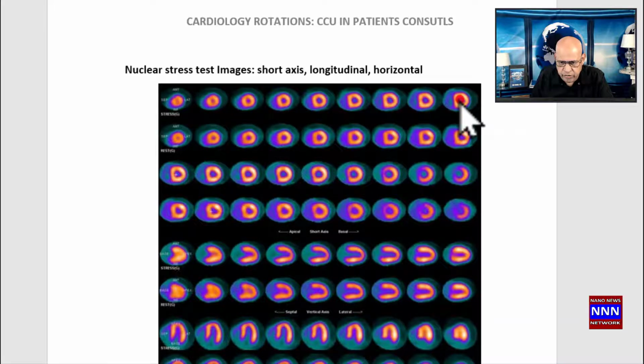One is the stress, and this is the rest images. This is the short axis, and one of them is a horizontal long axis. The other one is a vertical long axis. So we can sort of pinpoint the region of myocardial perfusion that is showing ischemia or scar, and then we can correlate that with the angiographic findings in the cardiac catheterization lab.